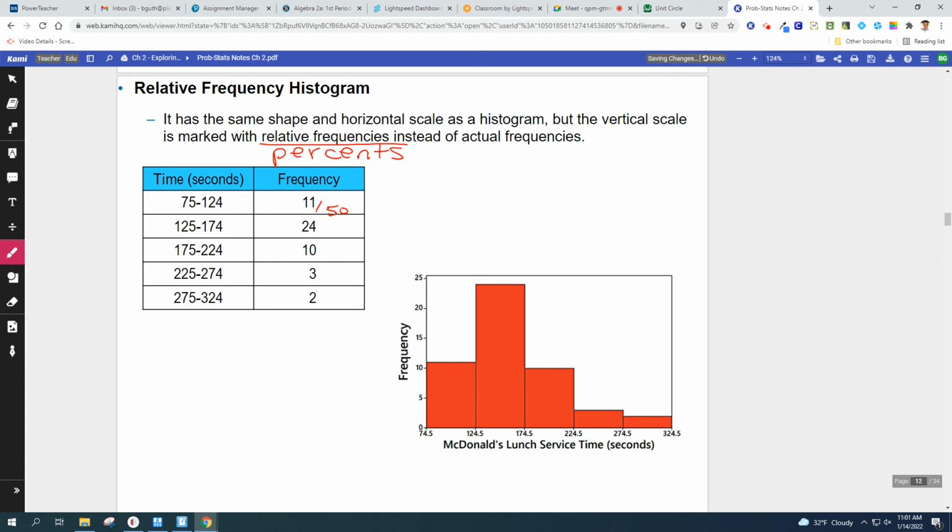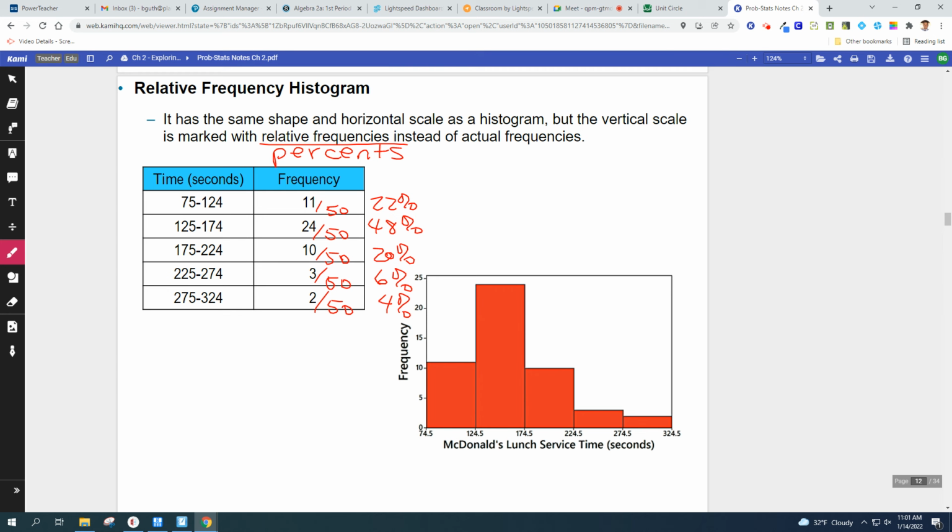How they would do percents is divide by the total. That total is 35, 45, 50, and then times 100. So that's 22%, and that's 48%. That's 20%, 6%, 4%. So that table is what we did last time. That's our frequency distribution, but the histogram is that bar graph.